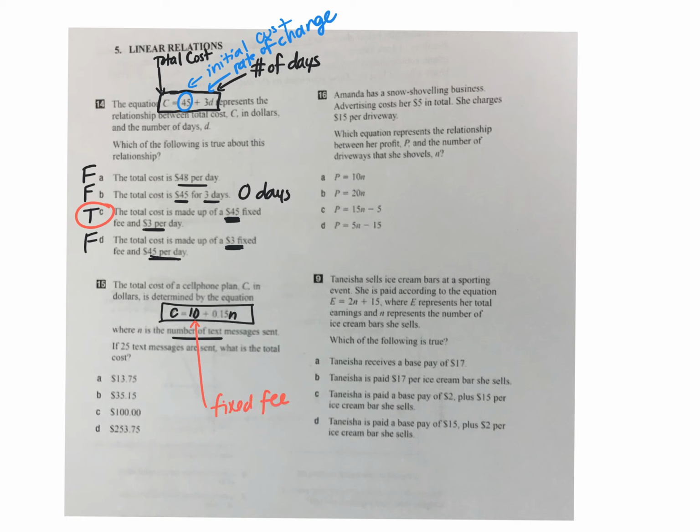So what does that mean in relation to the text messages? If you have no text messages, you still got to pay the $10, right? Okay. And then how much does a text message cost? Every time you send a text message, how much do you pay? What does that mean? 15 cents per text.